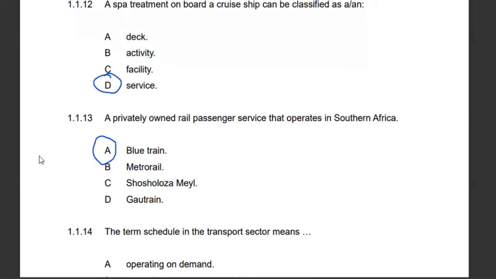When they are talking about Southern Africa, they are talking about the region, which includes countries such as Zimbabwe, Zambia, Botswana, and others. So in this case, the reason why I left out Metro Rail, you can discover that it is actually a commuter train which operates within or between cities. It operates between South African cities. Shosholoza Meyl is a tourist train which operates between cities as well. Then the Gautrain only operates within Gauteng province, mainly from Pretoria or OR Tambo Airport up until Johannesburg Park Station. So that is it.